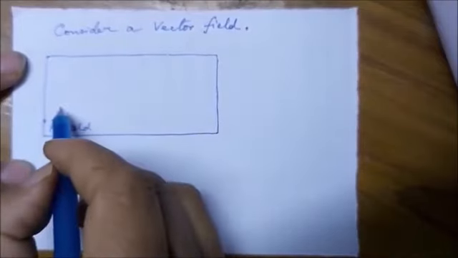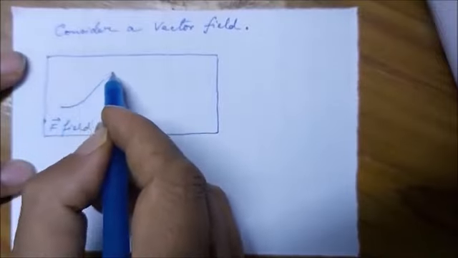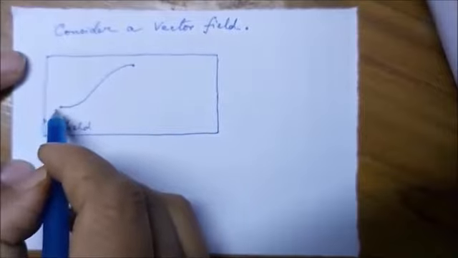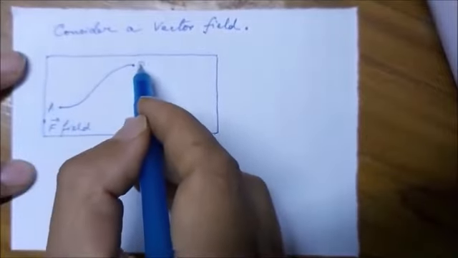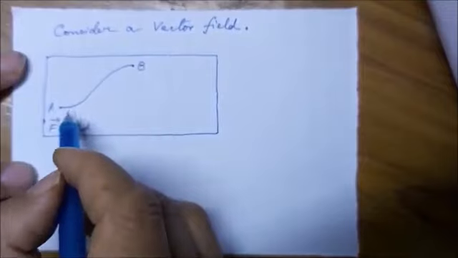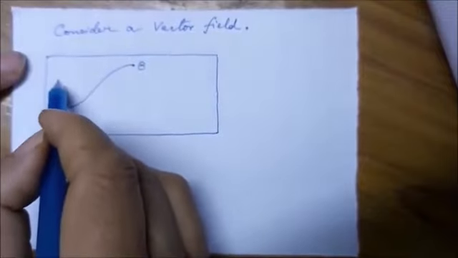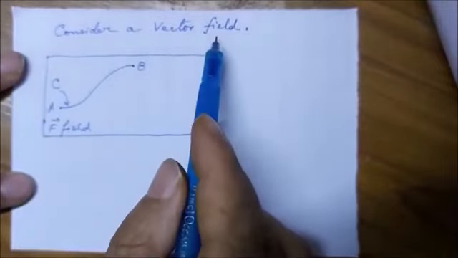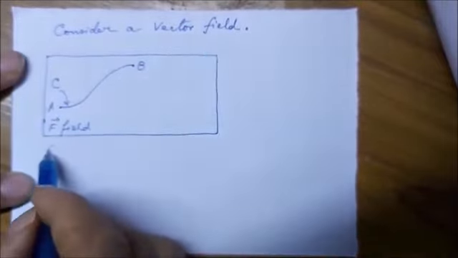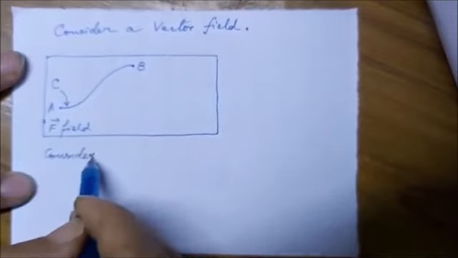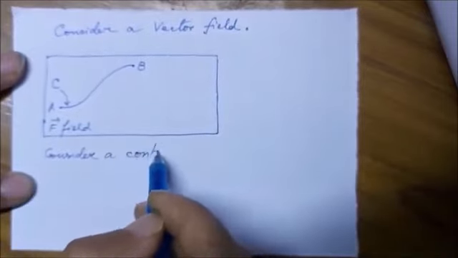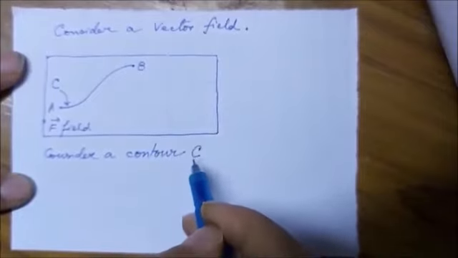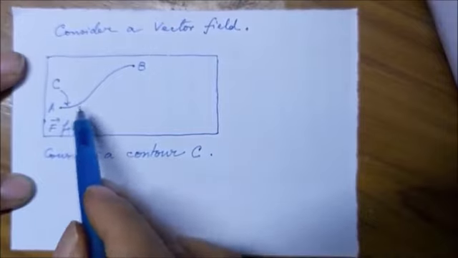And let us consider, say, an open line, and these are the end points. Let us call it A, let us call it B, and let us denote this curve by C. So we have considered a vector field where we consider a contour or line C or curve C. Here we have taken it to be an open line.